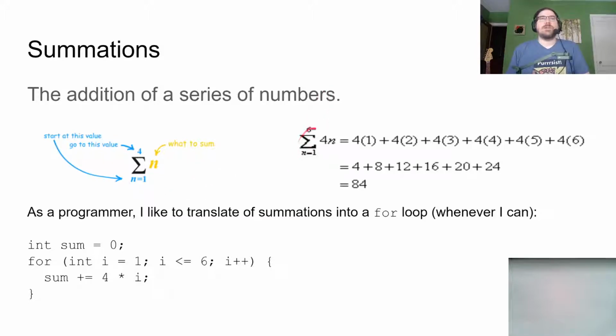And so if we expand it out, over here we have 4n from 1 to 6, right? Equals 4 times 1 plus 4 times 2 plus 4 times 3 plus 4 times 4, and so on. So we get 4 plus 8 plus 12 plus 16 plus 20 plus 24 equals 84, right? So it's just a really succinct way of writing a big set of additions.